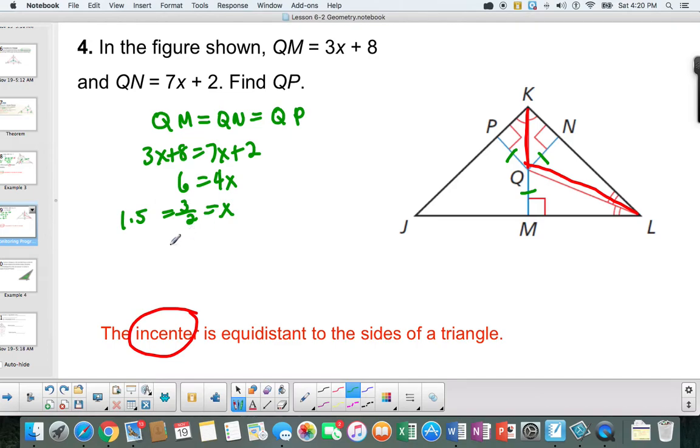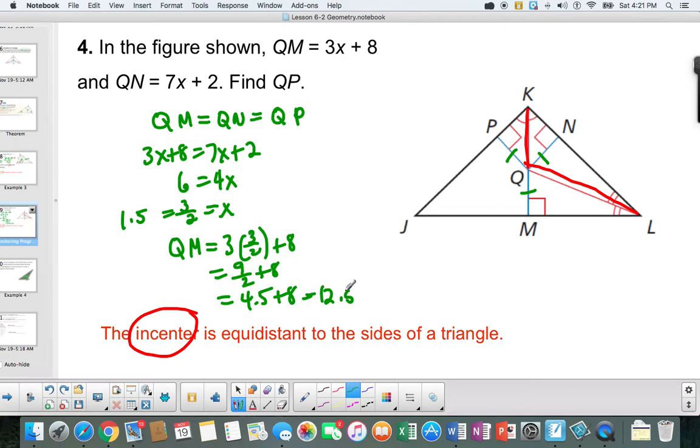Now I want to find QP, which I'm going to just say QM is equal to 3 times 3 halves plus 8. So that's going to be 9 halves plus 8, which is 4.5 plus 8, which equals 12.5. So that means all of these are going to be 12.5.